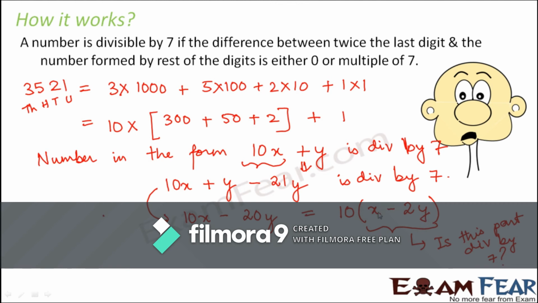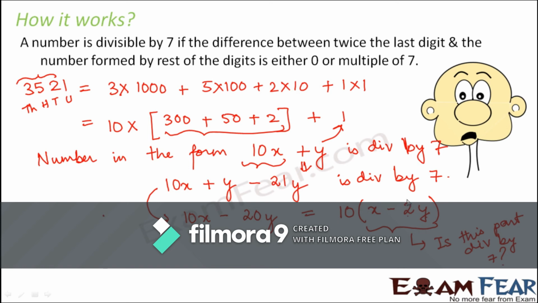Now what exactly is this part? This part is basically the difference between x and 2 times y. And what was y? Y was nothing but the digit in the units place, that is the last digit. So twice the last digit subtracted from x, where x was the remaining number. You see, 300 plus 50 plus 2, that is 352.